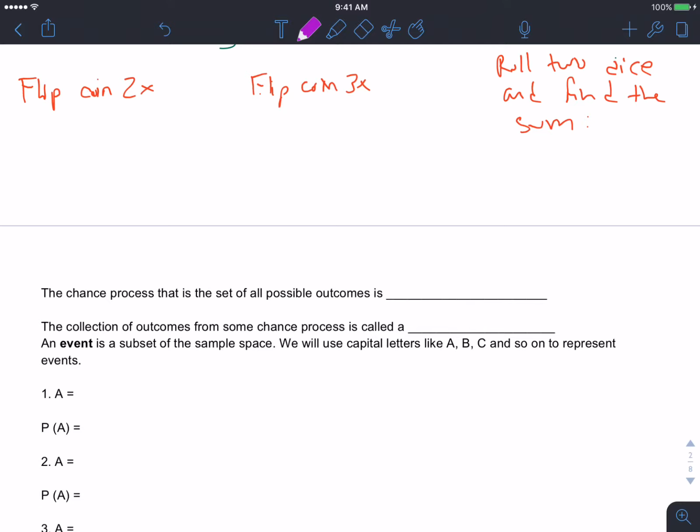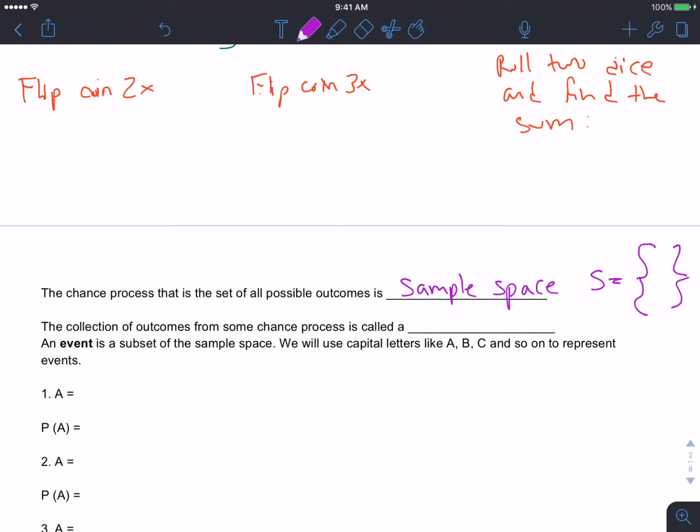The chance process, that is the set of all possible outcomes, we will call the sample space. And usually this is denoted by an S equals and then some brackets. So right above that, let's take a look at an example.